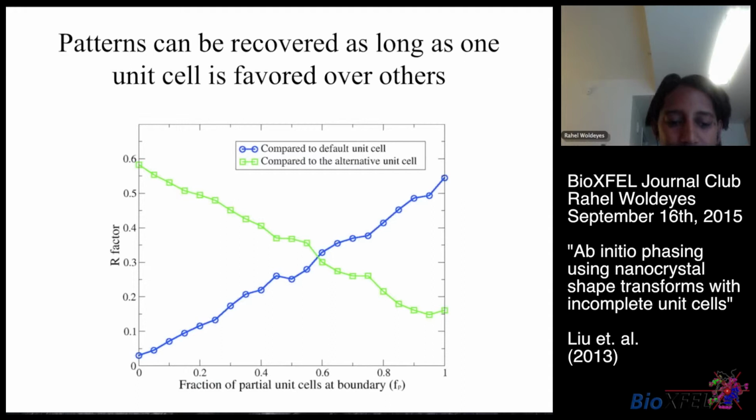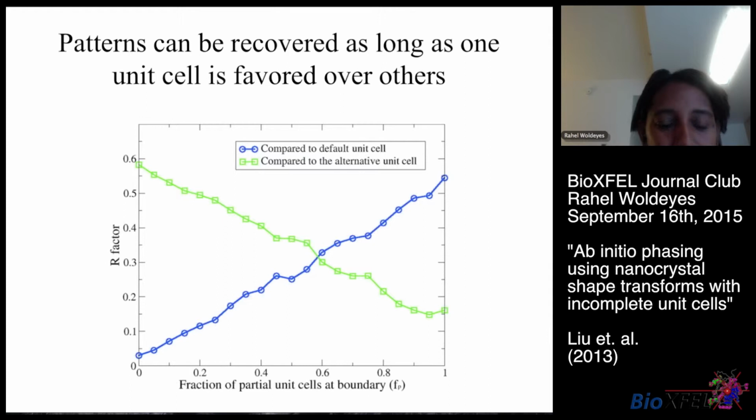And the other thing they concluded was that the patterns can be recovered as long as one of the unit cells is favored over the other. And that will become important later when you have multiple molecules in the unit cell. How do you fractionate the different unit cells that you would see? So this is a little bit problematic, but very interesting.